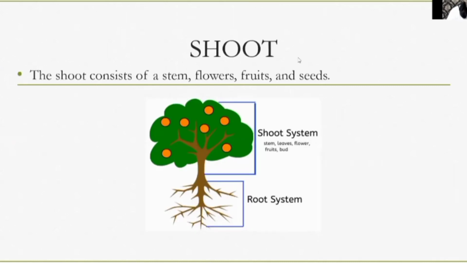Now we're going to the shoot. So we just spoke about the root system. Now we're going to the shoot system. So the shoot consists of stem, fruits, seeds, and flowers, etc. So they all are growing on this shoot system that is above the root. So they are above the ground, and they are known as the shoot system.